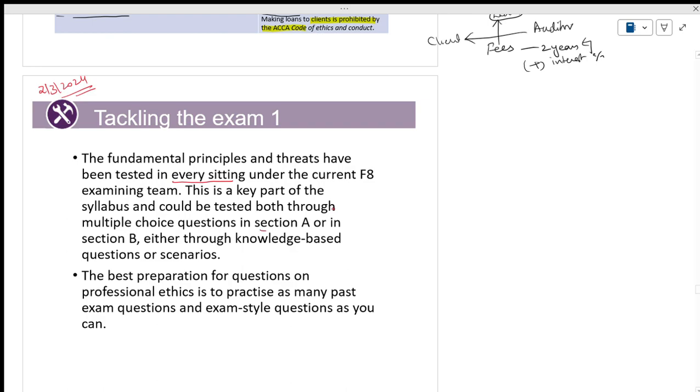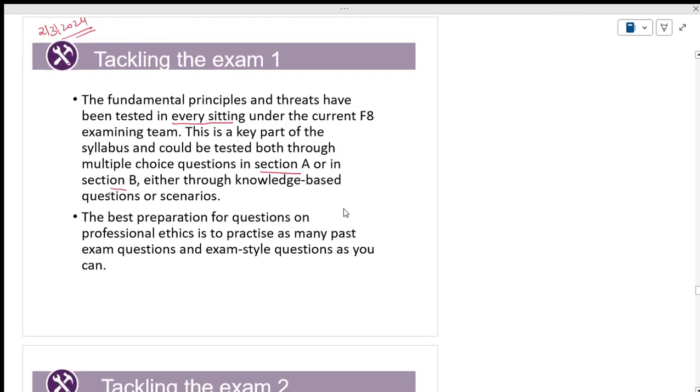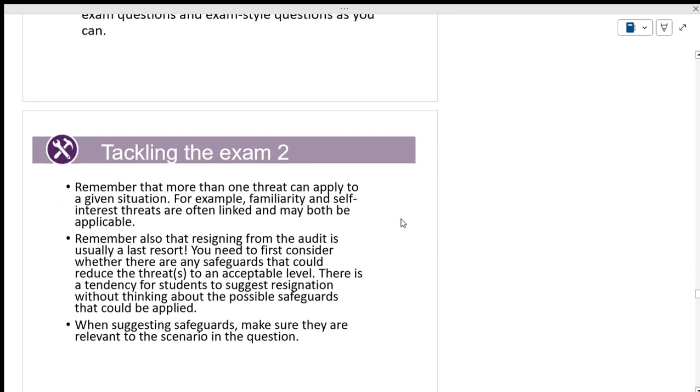They will ask you in section A or section B, either through a knowledge-based question or a scenario. The best preparation for questions is to practice as many questions as possible. Remember that more than one threat can apply to a given situation. Don't ever think that there should be only one. What are the threats? Tell me fast.